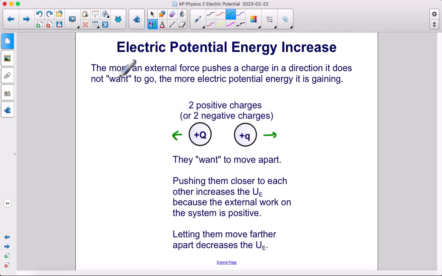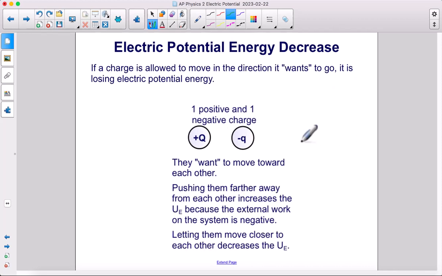Remember, we put "want" in quotes because they don't actually want anything, but it's a helpful way of solving questions involving charges. If a charge is allowed to move in the direction it wants to go, it's losing electric potential energy. So these two charges here, they want to move toward each other. Pushing them farther apart increases the potential energy because the external work on the system is negative. Letting them move closer together decreases the potential energy.